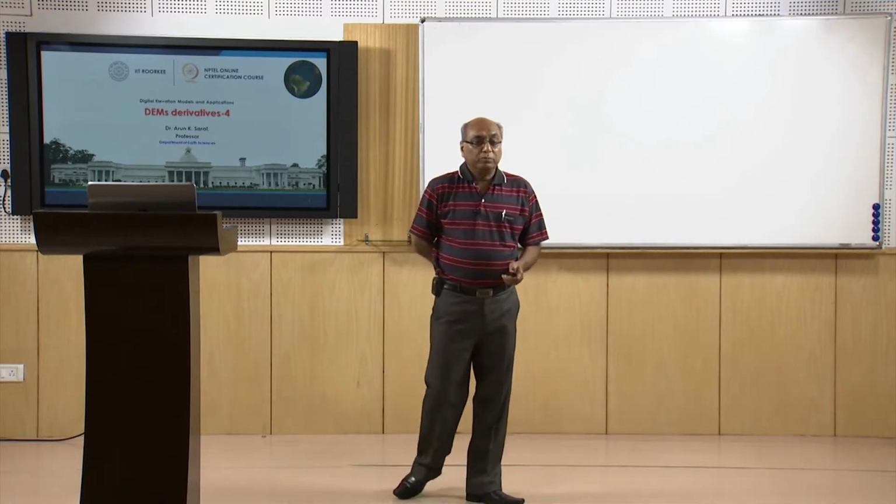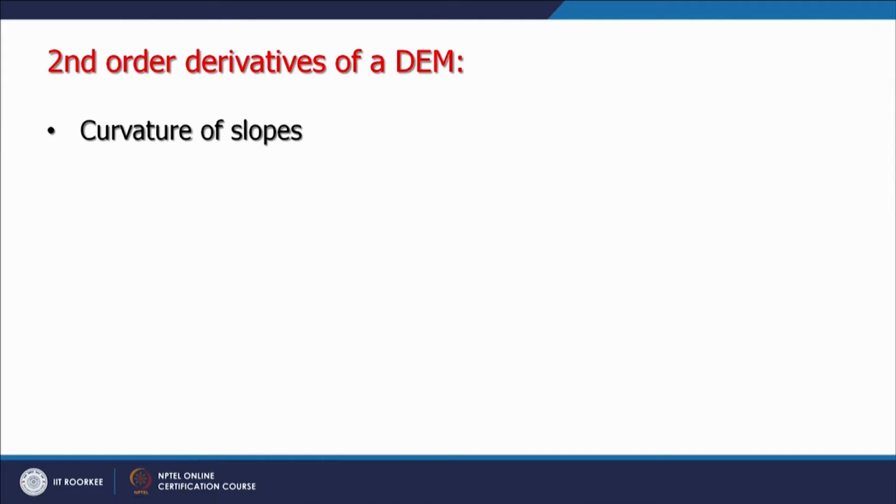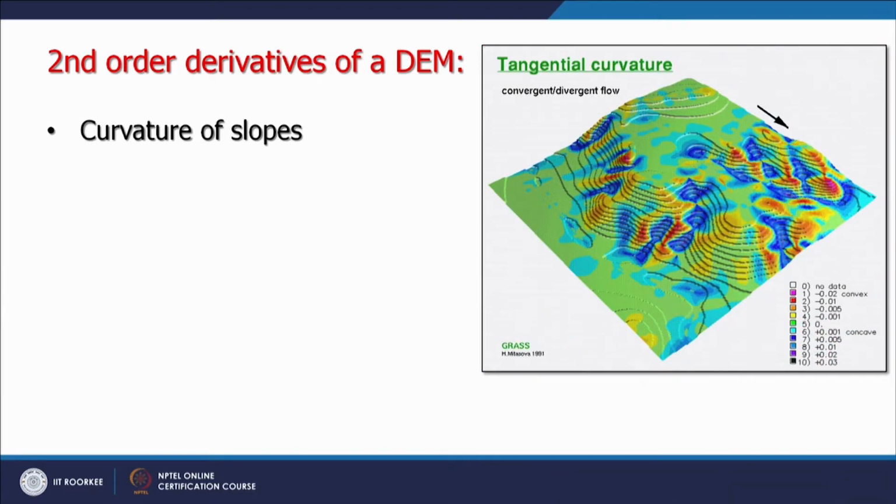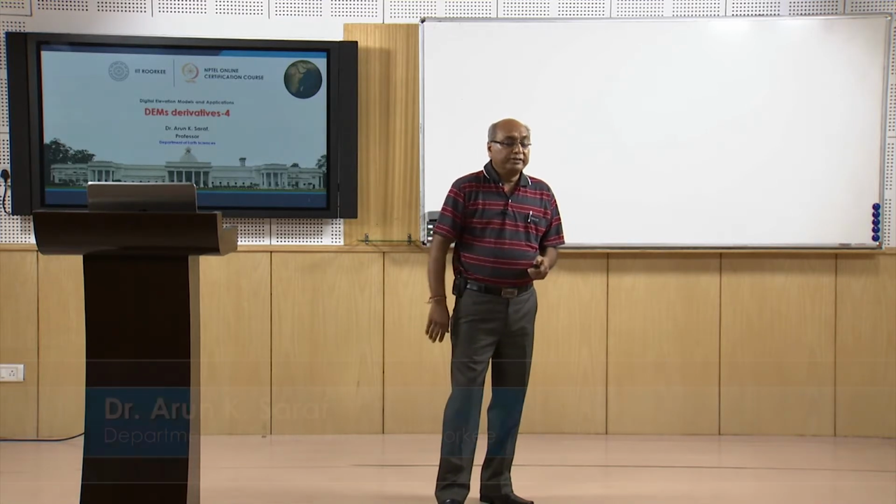Among the second order derivatives of a digital elevation model, we put the curvature of slope, because the slope has been considered at first order. So curvature of the slopes, say whether there is down slope curvature or a cross slope curvature, profile or plan curvature, they all will come here. So the curvature of slopes is considered a second order derivative. Then convergent and divergent flow that we have already discussed will also be considered second order derivatives. A few more can be put in second order.